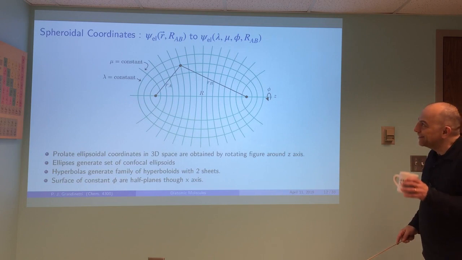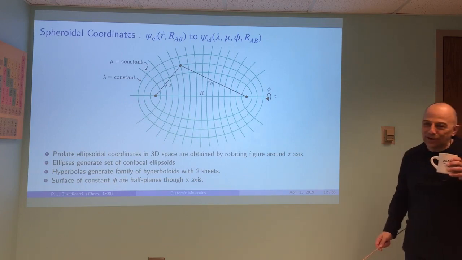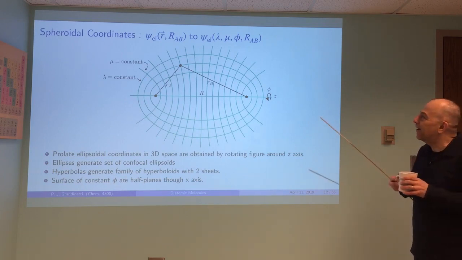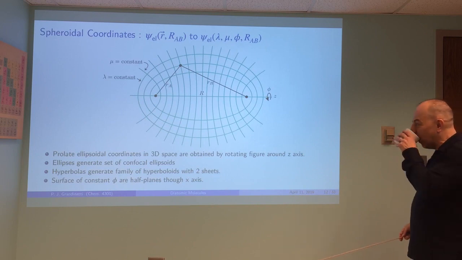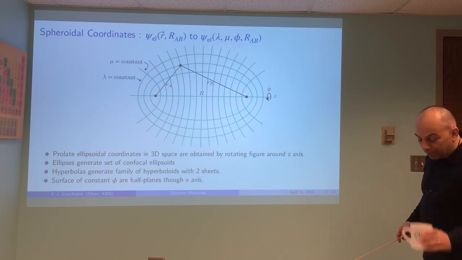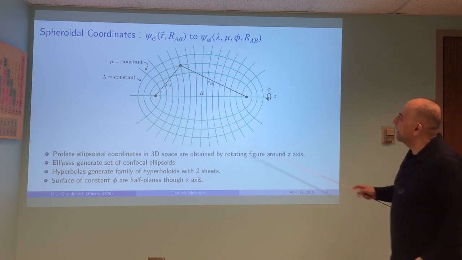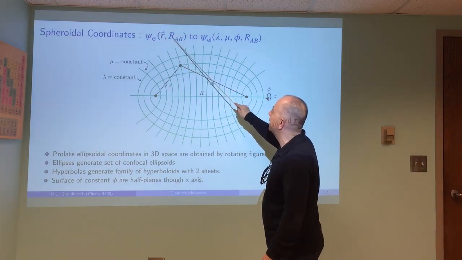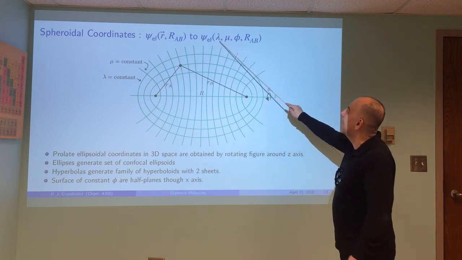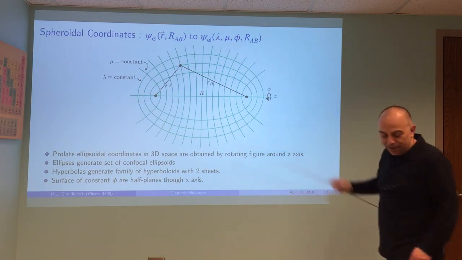All right, so that's the coordinate system we're going to transform our Schrodinger equation, our wave equation, into, in order to try to find an analytical solution. Okay, so we want to transform x, y, and z, R_A, R_B, to lambda, mu, phi, and R_AB.